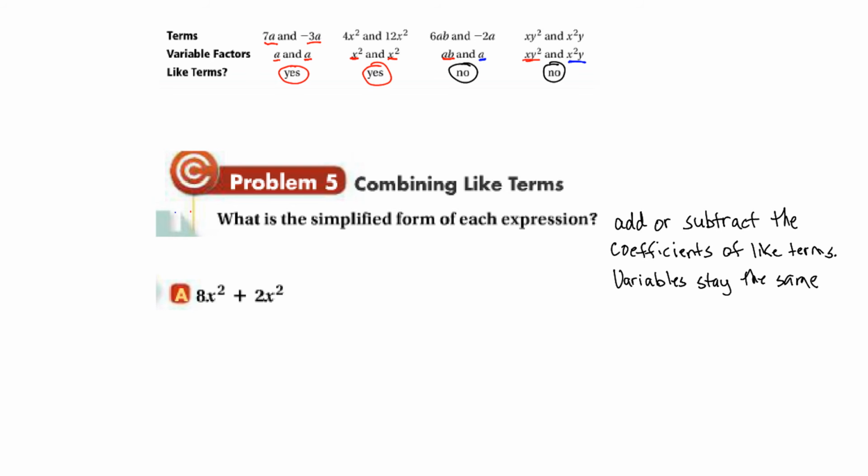So if we look at this example A, we'll see that we have 8x squared and 2x squared. Same variable part, so we have x squared as our variable. Then we add the coefficients. 8 plus 2 would be 10. So 10x squared would be our solution.